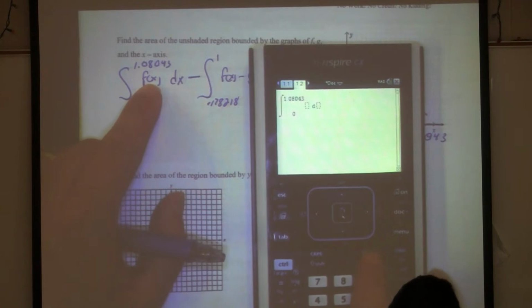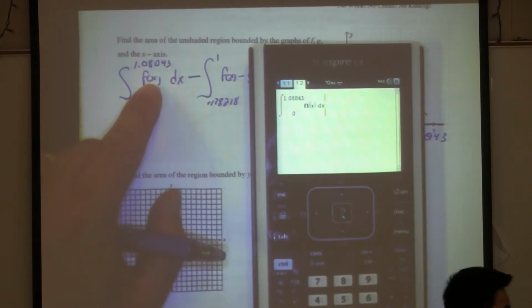Then we're going to go to VARs, because I don't want to have to type it again. It's already on my... I don't know which one it is. You don't know? I have like 6 functions right now. Shucks. Make sure you go back and find out.